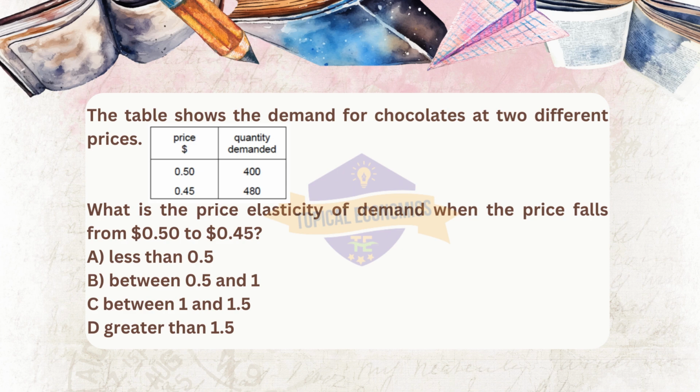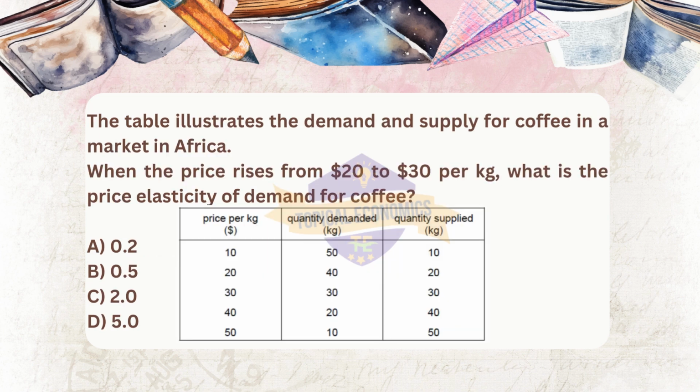Given the data, we can calculate that percentage change in quantity demanded is equal to 20% and percentage change in price is equal to minus 10%. So the PED equals minus 2. Since we are interested in the absolute value for elasticity, PED equals 2. So, option D, greater than 1.5, indicates that the demand for chocolates is elastic, meaning consumers are relatively responsive to price change.